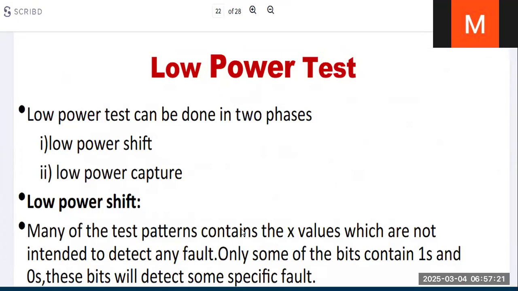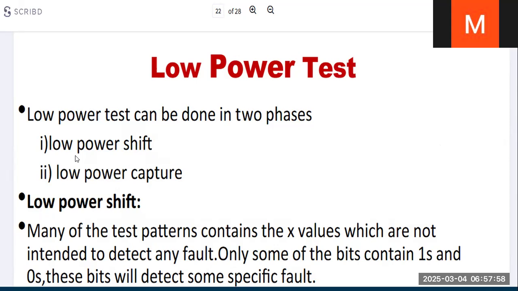Next one is low power test. What is the purpose of low power test? We have two types of low power tests: low power shift and low power capture. To reduce the shift power, we have Q gating. To reduce the capture power, we have clock gating. Anyway, we will discuss it here.